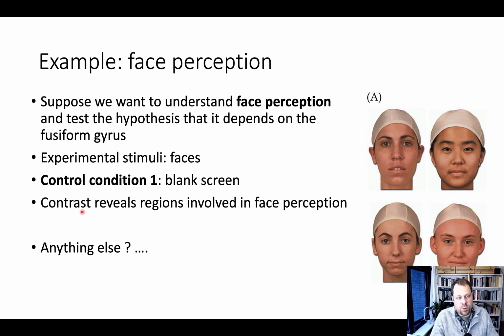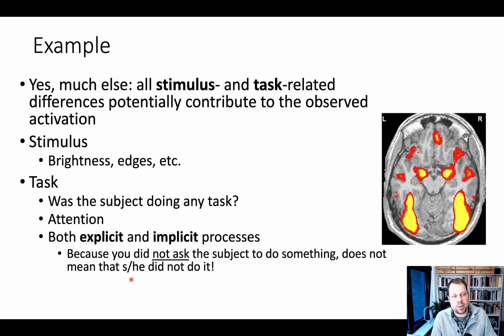Now, the contrast would reveal regions involved in face perception, but not specifically so. There's a lot else that would happen, right? Well, let's consider what all this other stuff would be. Much else would be activated here, and you would basically get something like this, so an activation that involves all of these other things, namely all stimulus and task-related activity during seeing faces.